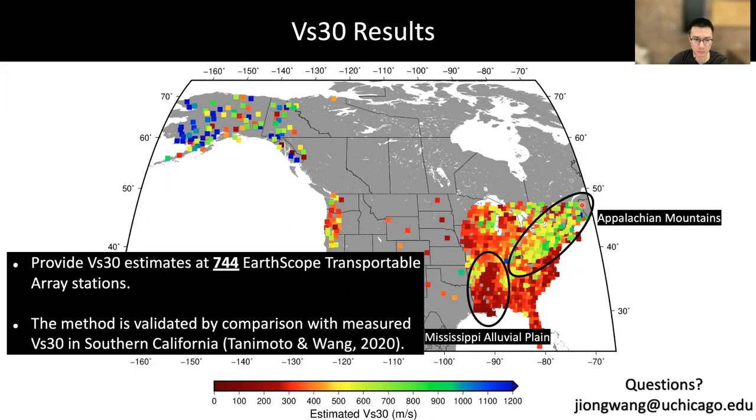In the end, we provide Vs30 estimates at all these stations, which are all locations with no previous measured Vs30. But we did validate our method by comparing with measured Vs30 in Southern California in a previous paper. And also in this paper, we compare with some interesting large-scale maps. So if you're interested, you can look at the paper closely.